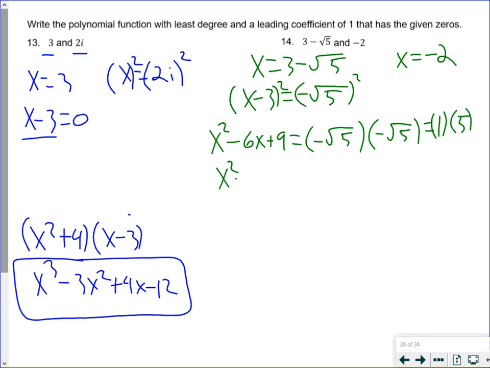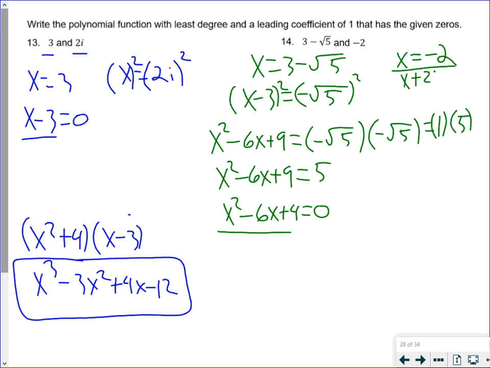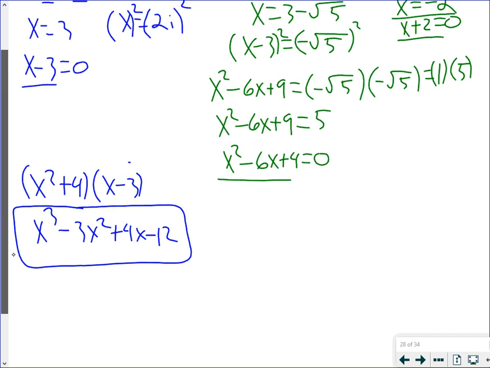So we get x squared minus 6x plus 9 equals 5. Now we need to set it equal to 0, so you move it over. So x squared minus 6x plus 4 equals 0. That's one of our factors. Now we saw this factor up here if x equals -2, but that gets solved easily enough. We just move the 2 over, and we get a factor of x plus 2. So those are our two factors, and now we need to multiply them together.